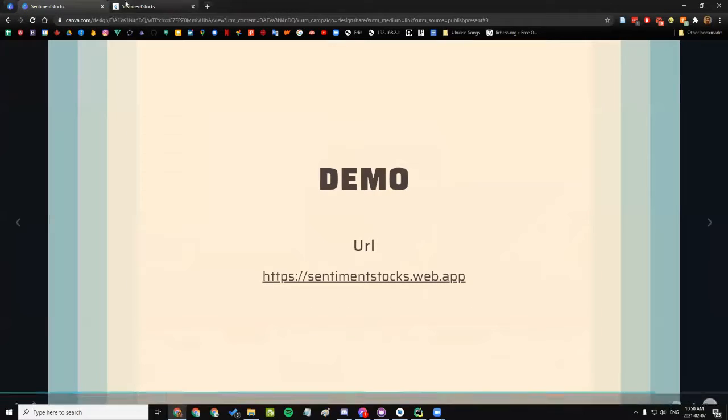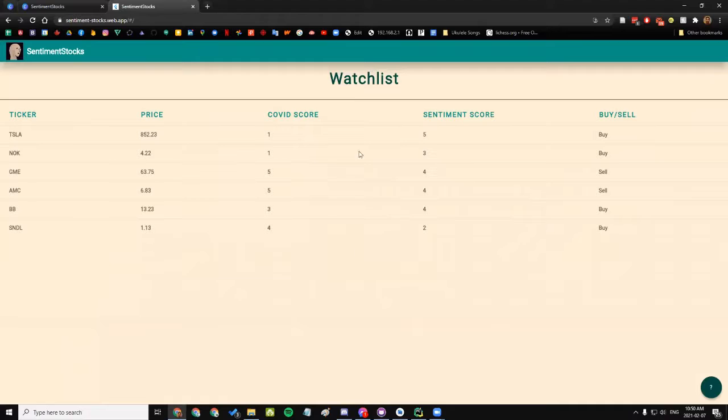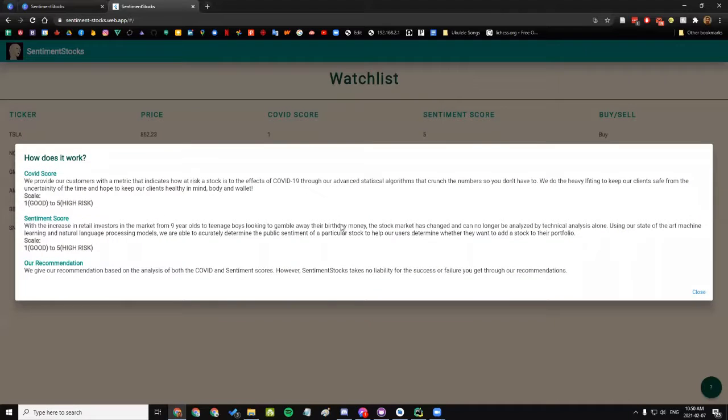All right, so we're going to start with a demo. Actually, we have it right here. So this is the website. We have a watch list and then a table of tickers, their prices, as well as our COVID score and our sentiment score listed here. And these are factored in on the back end in order to determine a decision whether to buy or sell the stock. And then we also have a little information piece detailing a bit more what the COVID scores are, what they mean, 1 to 5, good or high risk, as well as how they were calculated.